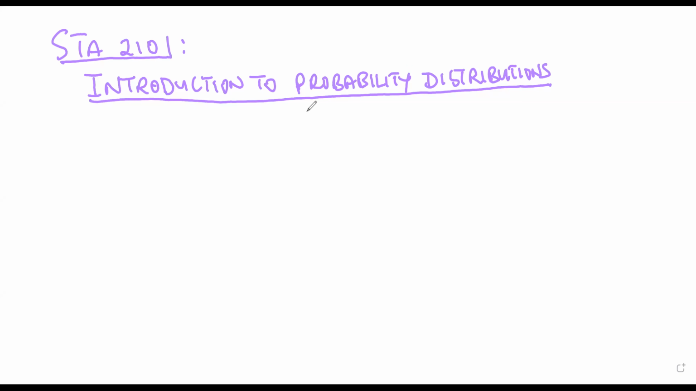And our first topic is Introduction to Probability Distributions. The concept of probability distribution is quite similar to a concept that you came across in Business Statistics 1, and that is the concept of a frequency distribution. So to start us off, I want us to consider an illustration of a frequency distribution and how we can quickly convert it into a simple probability distribution.